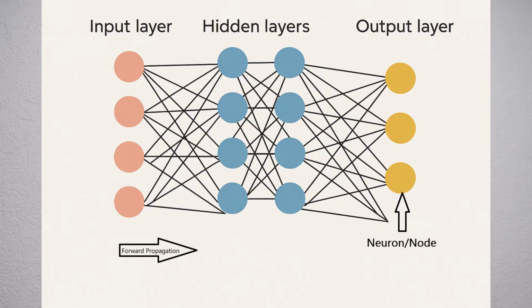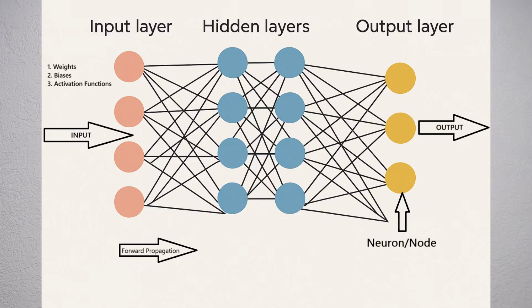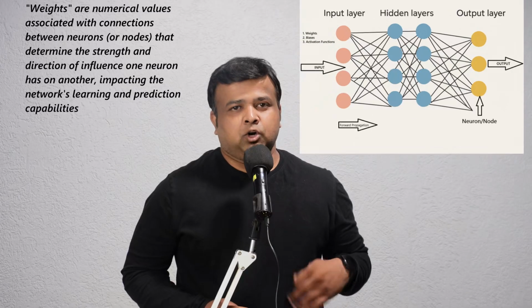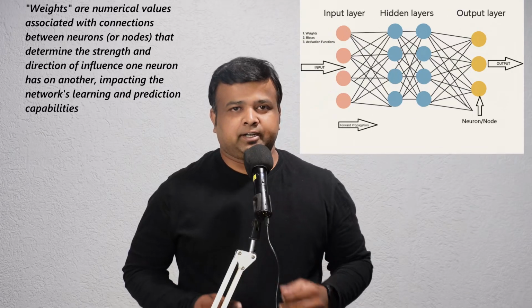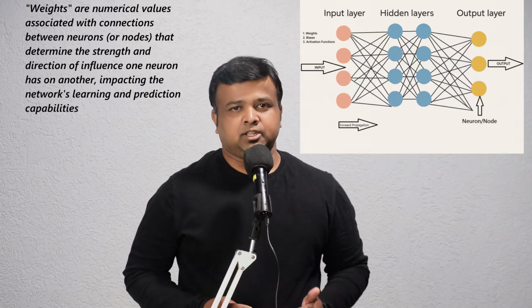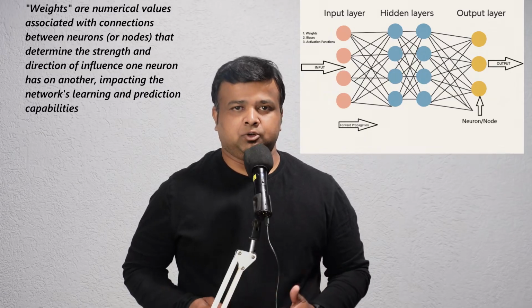The input data moves through the layers in a process called forward propagation. As it passes through the layers, the weights, biases, and activation functions alter the data until an output is generated. Let us break down this further. First, what do we mean by the weights in the context of a neural network? The weights determine the strength of the connections between the neurons.